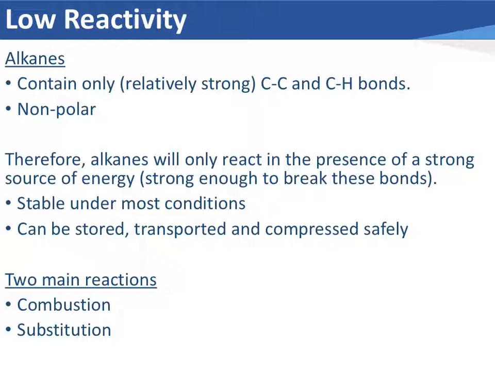Alkanes contain only relatively strong carbon-carbon and carbon-hydrogen bonds, and they are non-polar. Therefore, they will only react in the presence of a strong source of energy, strong enough to break these bonds. They are stable under most conditions and can be stored, transported, and compressed relatively safely. So we will focus on the two main types of reactions, which are combustion and substitution.